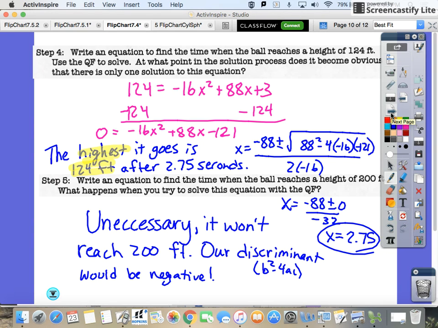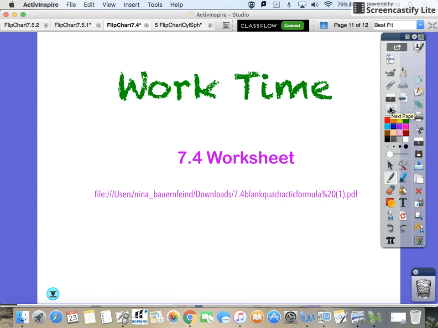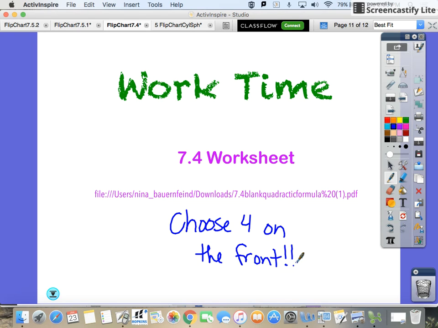And then our homework is choose 4 on the front. Don't do the back. Just choose 4 on the front of the 7.4 worksheet.